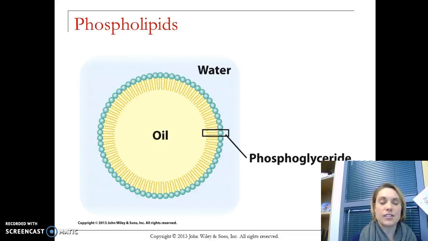And so here is showing how phospholipids can emulsify. As you can see, phospholipids can surround little oil droplets, creating a little bit more surface area of that oil in an aqueous or watery environment.